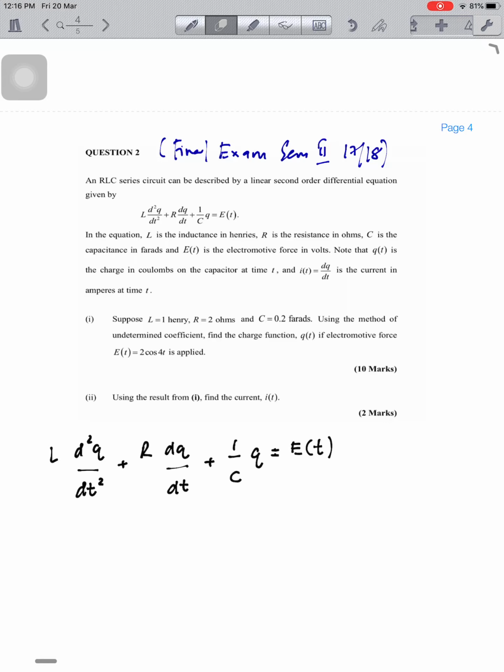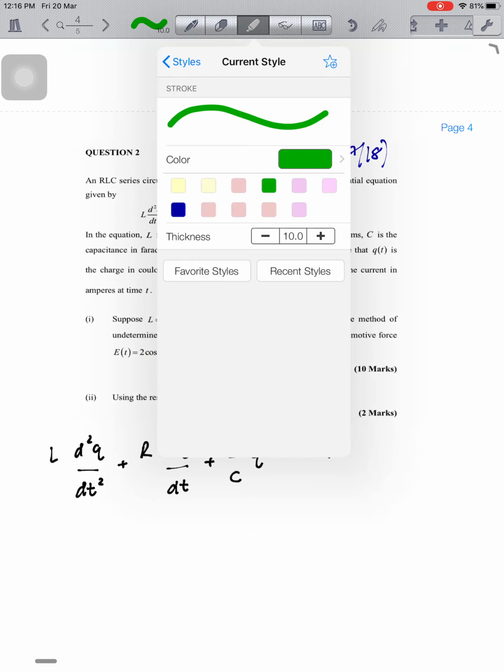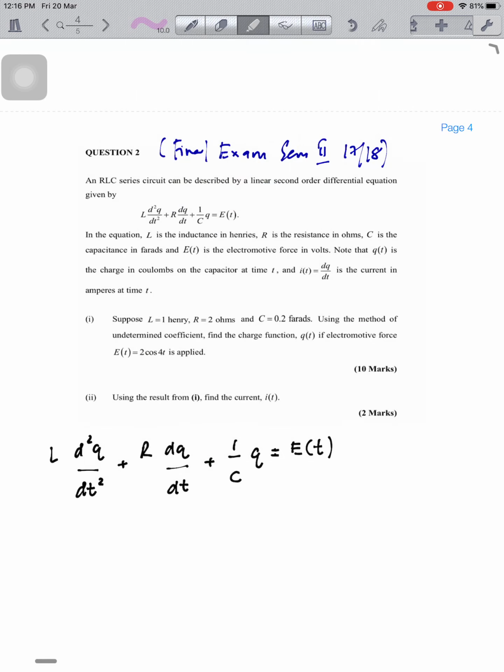Right, so we have been given these values right here: suppose L equals 1 henry, R is equal to 2 ohms, C is equal to 0.2 farads. Using the method of undetermined coefficient, as it's specified right here, we're going to find the charge function Q(t). So this is what I wanted. What is going to be Q(t) if electromotive force E(t) equal to e to the t cos of 4t is applied.